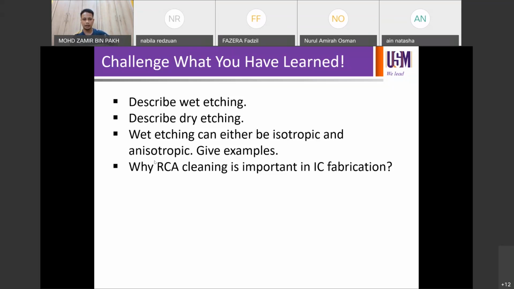So how about anisotropic wet etch? One example. KOH, TMAH, NaOH, right? So if I have a planar silicon wafer, and then I put that wafer in one bath containing HF and HNO3 usually, so what do you get on the surface of the silicon?